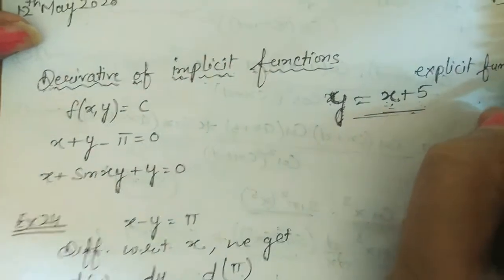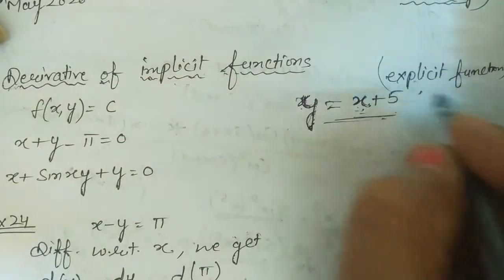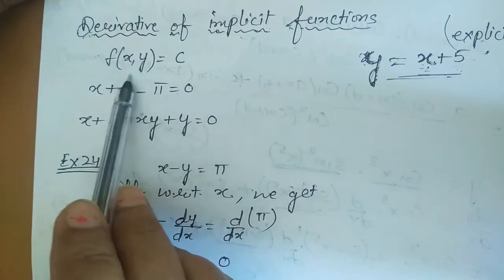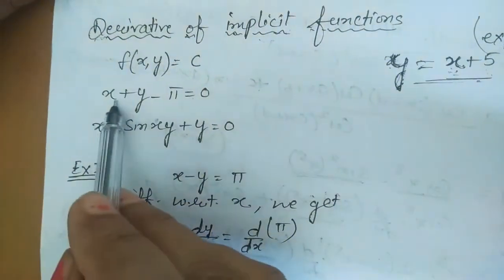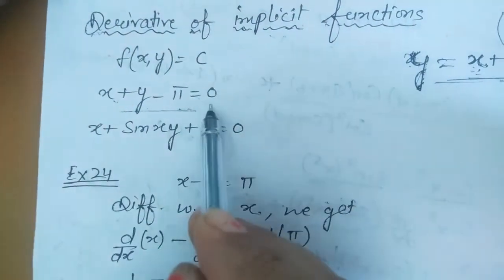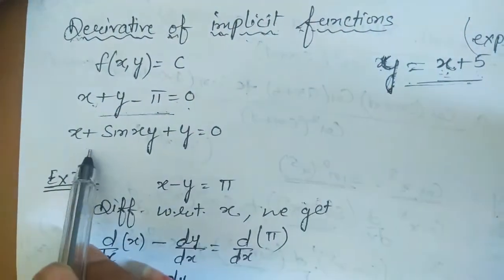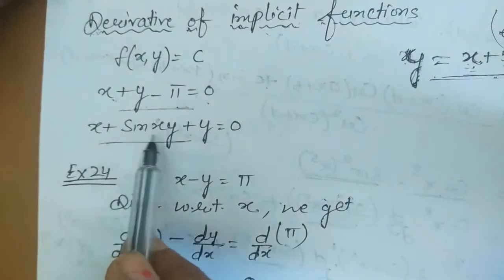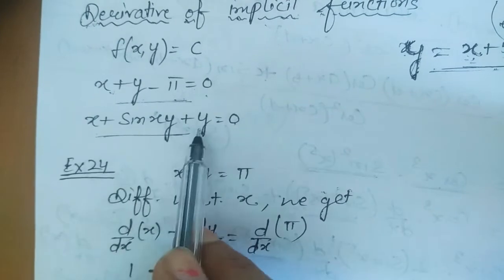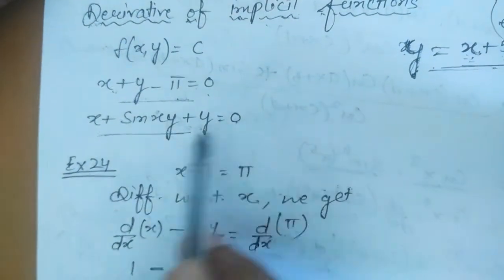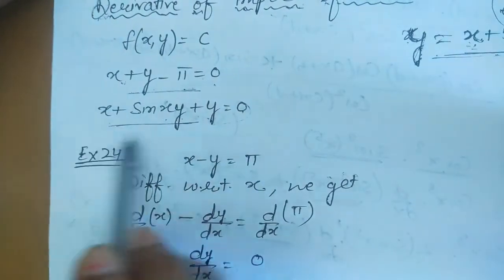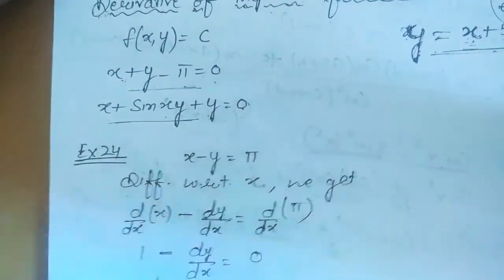In exercise 5.2 we have done this type of question. And what are implicit functions? Suppose the function is in the form of x and y both. Suppose x plus y is equal to minus pi. We can write this also in another form. But look at this: x plus sine xy plus y is equal to 0. We cannot separate x and y here. So this is called an implicit function.